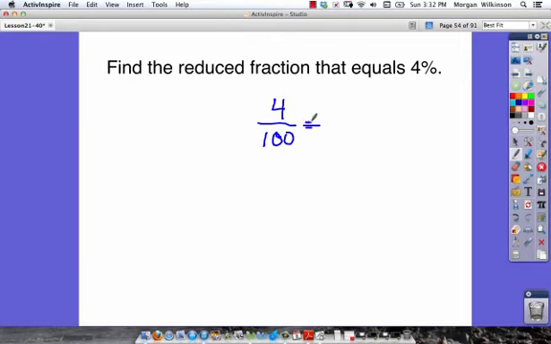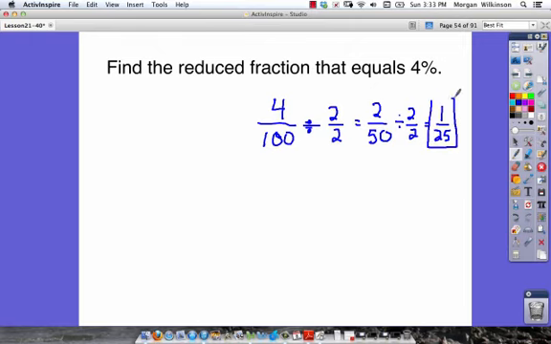So we're going to divide, not equals yet, we'll divide by 2 over 2. 4 divided by 2 is 2, and 100 divided by 2 is 50. So we have 2 over 50. But both of these numbers are also even, so we can cut them in half again by dividing by 2. 2 divided by 2 is 1, and 50 divided by 2 is 25. This is fully reduced because we've got one of our numbers down to 1. So, find the reduced fraction that equals 4%. It must be 1/25.